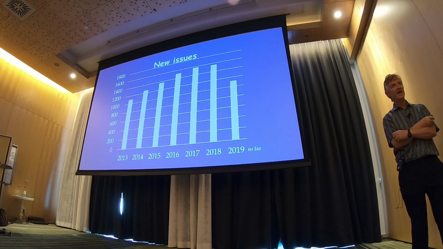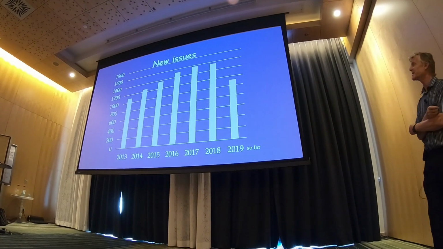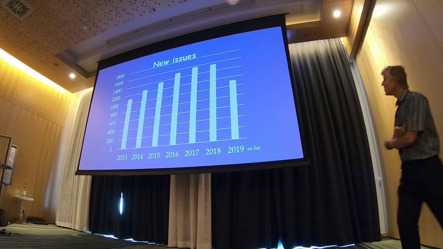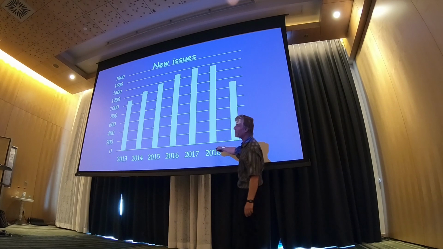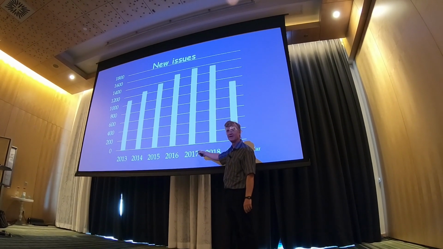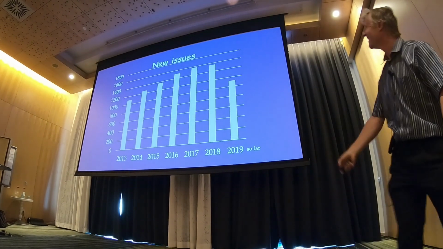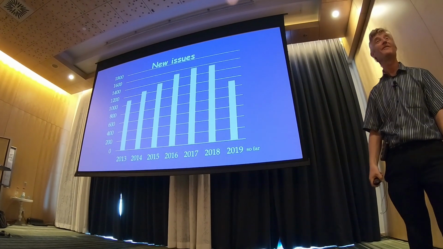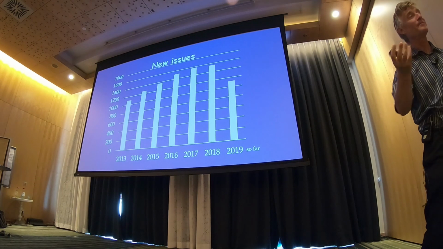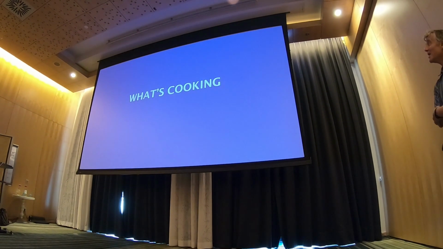New issues, as they're now called, no longer tickets, but issues. We're running at about 1,400 a year. That's a lot, right? 1,400 times people have said something wrong is going on. And this is only this year so far. But it's an indication of activity and participation and collaboration, so I like that.